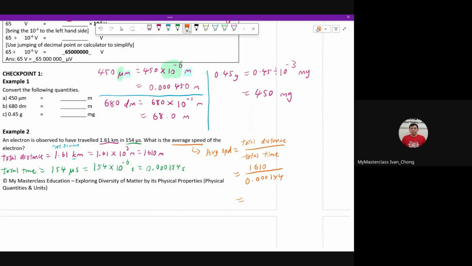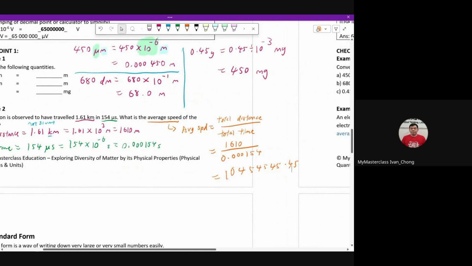0.000154. So you can see over here, my handwriting is very ugly, so I'm going to erase it and write it properly to avoid making mistakes. So you end up with a very, very large number, 10454545. Hang on, 1, 2, 3, 4, 5, 6, 7, 8. 10.45 million. A very, very large number, right?